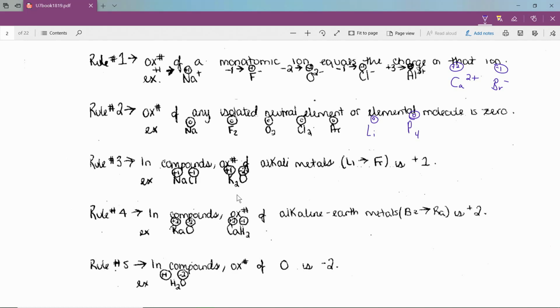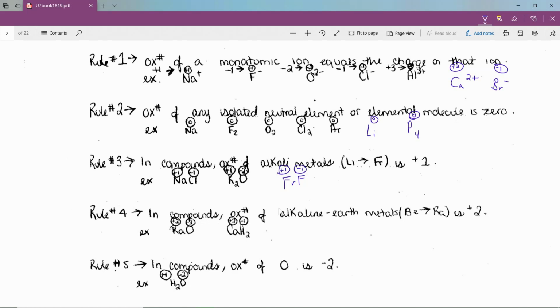K2O, each potassium is +1. You don't put a +2 here, you put a +1. Each is +1 and oxygen is -2. So those are alkali metals. Francium fluoride. I used to know francium fluoride. No. Francium is +1. Fluoride is -1.